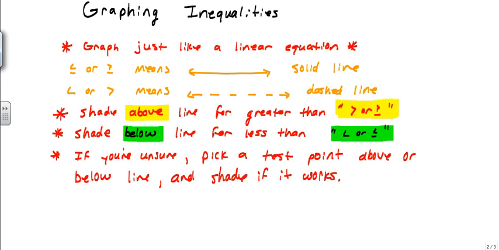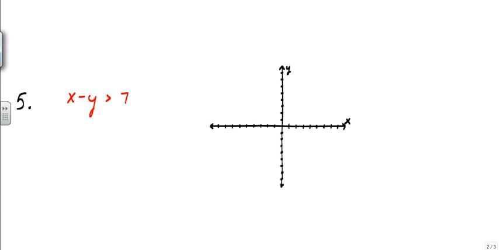So let's look at some examples, and this is really quick and easy. All right, so we're just going to graph this like it was a normal line, and then we're going to shade, and we're going to see what our answer looks like. So I'm going to get this into slope-intercept form, y equals mx plus b. So I'm going to do a little bit of rearranging here. I'll subtract x from both sides, and I'll have negative y is greater than negative x plus 7. And then I want a positive y, so I'm going to multiply both sides by negative 1.